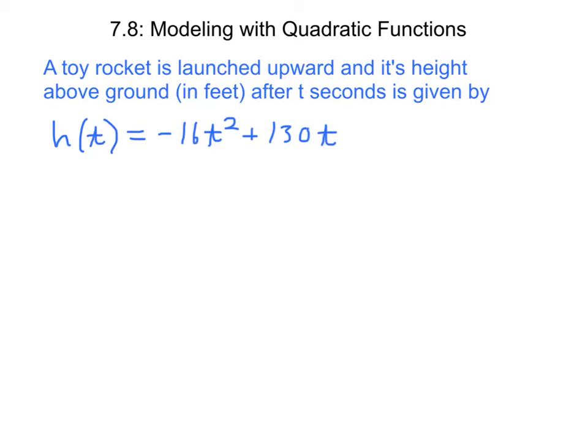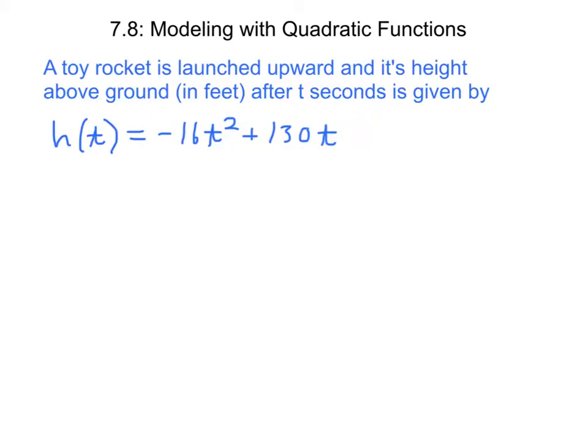In section 7.8, I'm going to go over how to use quadratic functions to model some real-life situations. In this first example, a toy rocket is launched upward, and its height above ground in feet after t seconds is given by this function. H of t equals negative 16 t squared plus 130 times t.